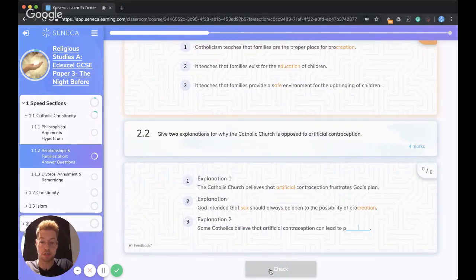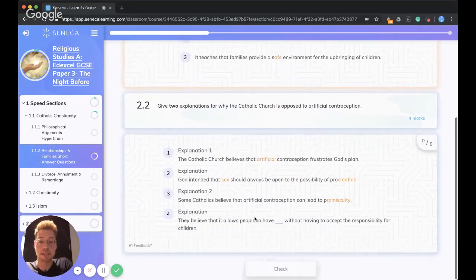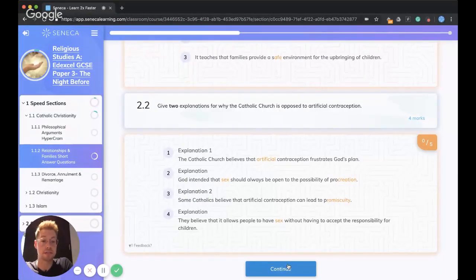Some Catholics believe that artificial contraception can lead to promiscuity, and explanation, they believe that it allows people to have sex without having to accept the responsibility for children. So you can see how those are structured. We've got our first part of our explanation, then we explain it, and then the second point, and then we explain it. So remember that structure when you're structuring part B answers, okay?